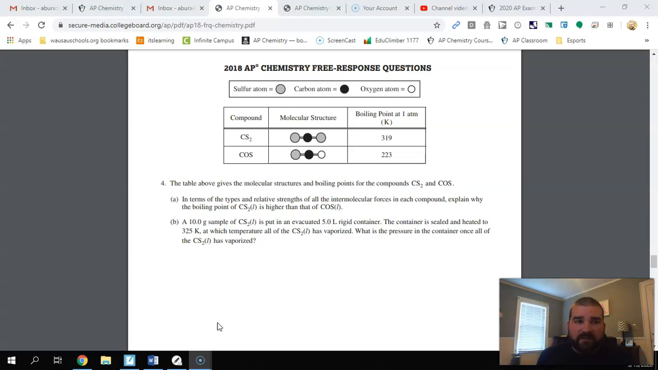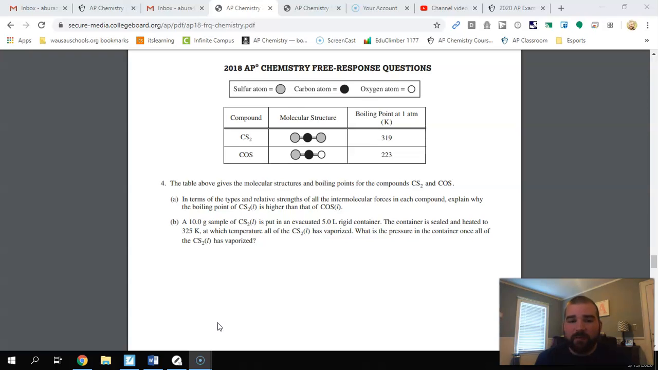Now, this is a mean question. The 2018 test, by the way, I think was way worse than the 2019 test, if you haven't figured that out yet. This is asking about intermolecular forces, and they give us some data. The data they give us is that the boiling point of CS2 is higher than COS. What that's trying to tell us is that the strength of those intermolecular forces are stronger than the strength of COS.